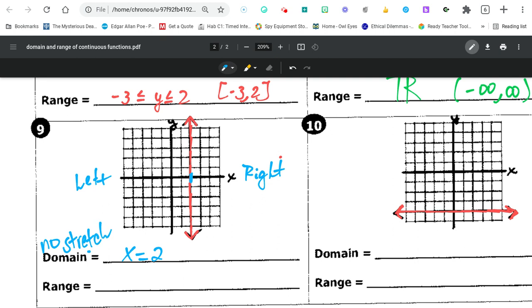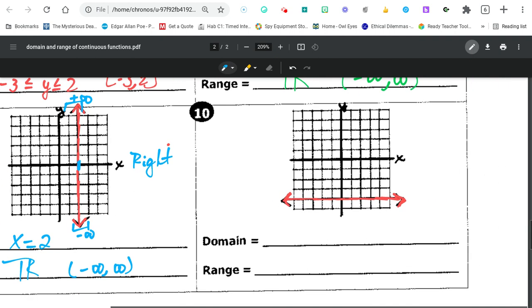Okay? No stretch on it, okay? So if there's no stretch, you just label where it is. It's at an x of 2. I got to use x because my domain is x. All right, look at the stretch for the y, the range. How far down does it go? Negative infinity. How far up does it go? Positive infinity, okay? So my range is all real numbers. Or I could go negative infinity to positive infinity, guys.